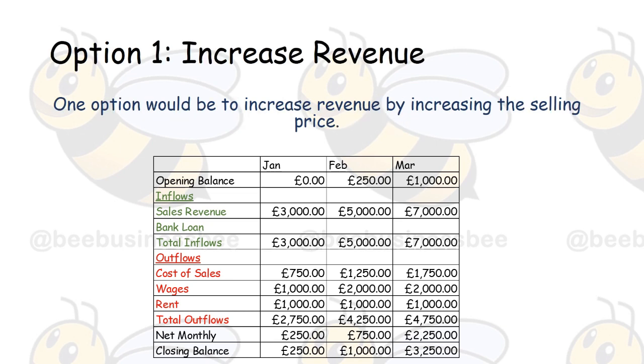So option 1 would be to increase the revenue by increasing the selling price of the product. As you can see, sales revenue in January has increased to £3,000. As a result, the closing balance is now a positive and the liquidity problem has been solved very simply by increasing sales revenue.